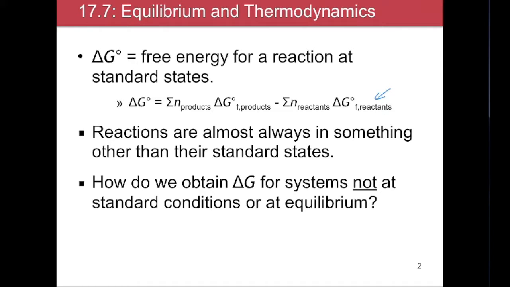And if we know the chemical reaction, we can use the stoichiometry of the balanced chemical reaction to figure out the delta G at standard state conditions. But most of the time, reactions are not at standard state conditions. They're in some other state, a different temperature, a different pressure, for example. So how can we find delta G for systems that are not at standard state conditions or that are not at equilibrium? Because we know delta G at equilibrium is 0.